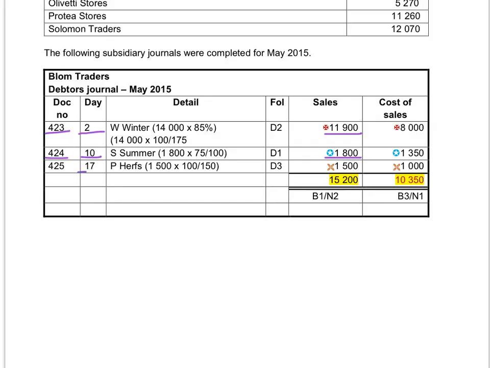On the 17th, we issued invoice 425 to P. Herbs for $1,500. Every time we post these amounts to the accounts of the debtors, we will indicate the debtors account number in your debtors journal to indicate that the amounts in the sales column were posted to their accounts.